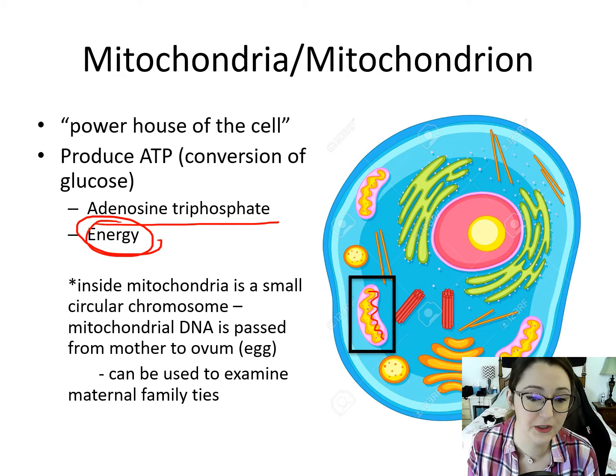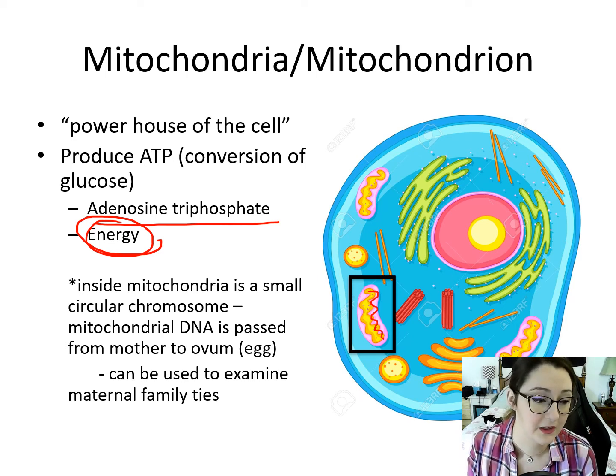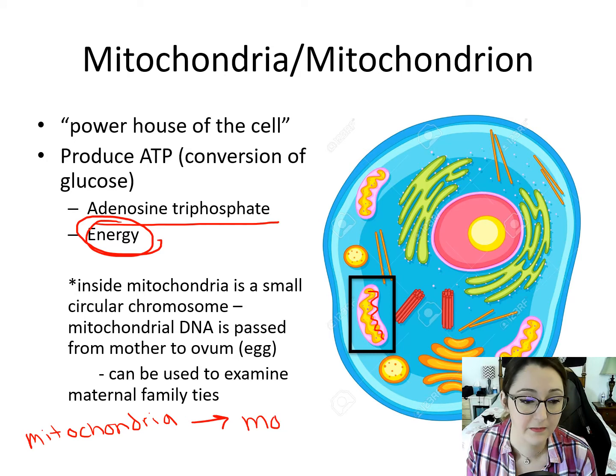I always think mitochondria kind of look like sausages with a little bit of mustard or ketchup swiggled on. But mitochondrial DNA is passed from mother to ovum, which is also known as the egg. And this can be used to examine maternal family ties. So as far as DNA goes, you will always receive your mitochondria from your mother. So do know that. Your mitochondria is going to come from your mother, never from your father.